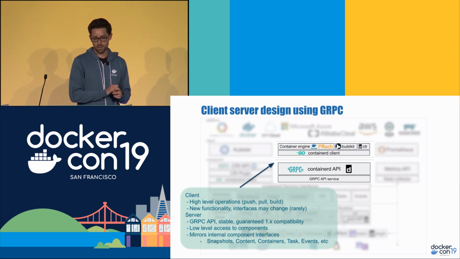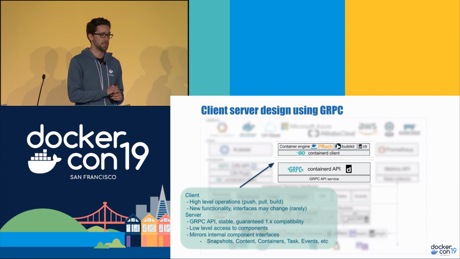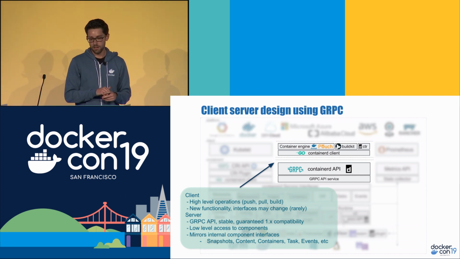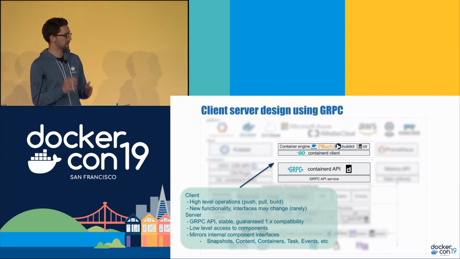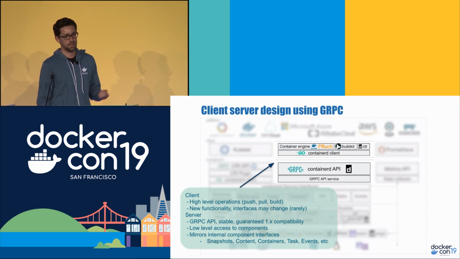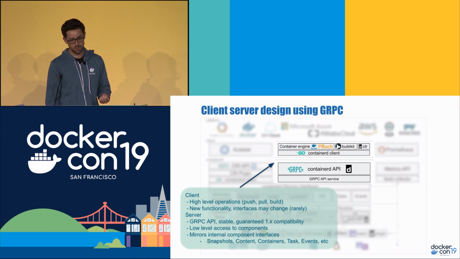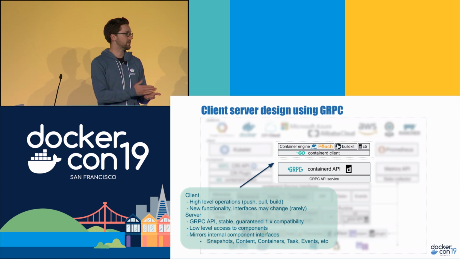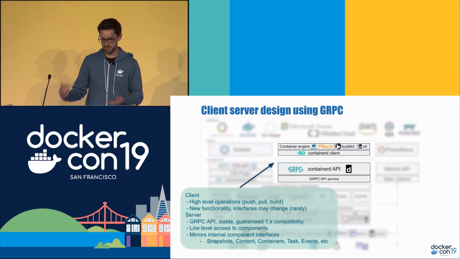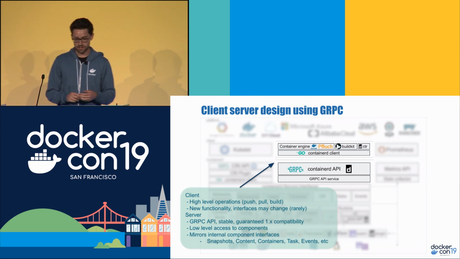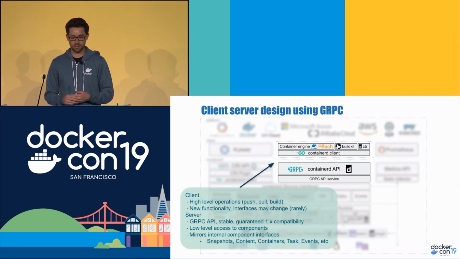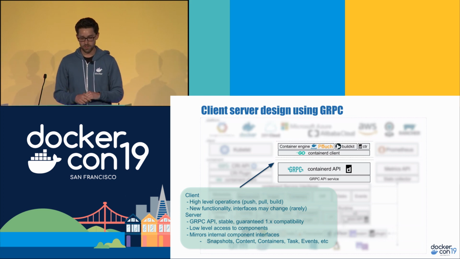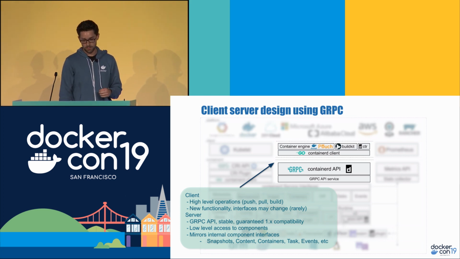The server is a little bit more slow moving or stable, so it's a gRPC API. We've guaranteed compatibility with 1.x, so when 1.3 releases, any client that was using 1.2 before should still work. Also, that's where we have the lower level access to all our different components. So if you want to access the snapshotters or the content store, tasks or containers directly, you can do that over our gRPC API directly.